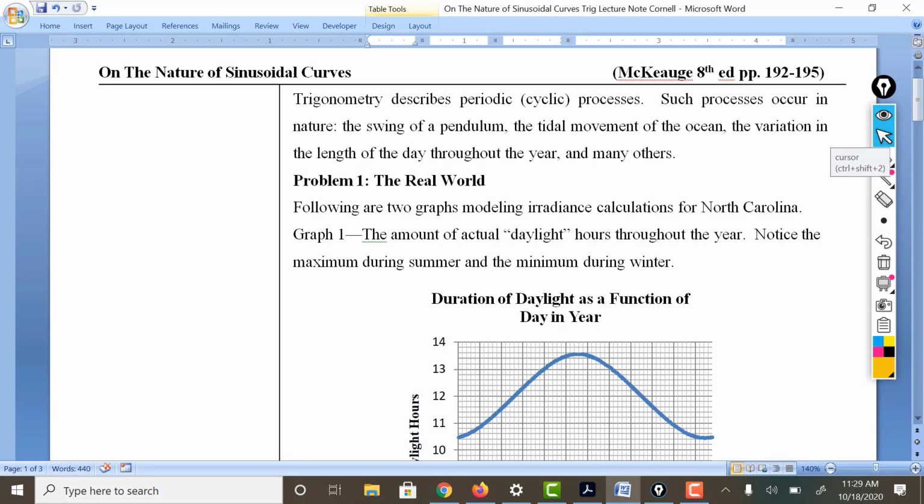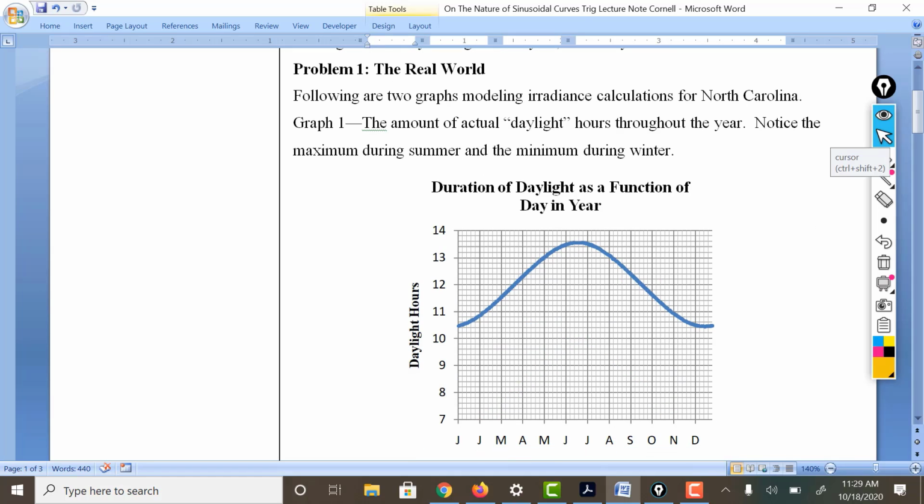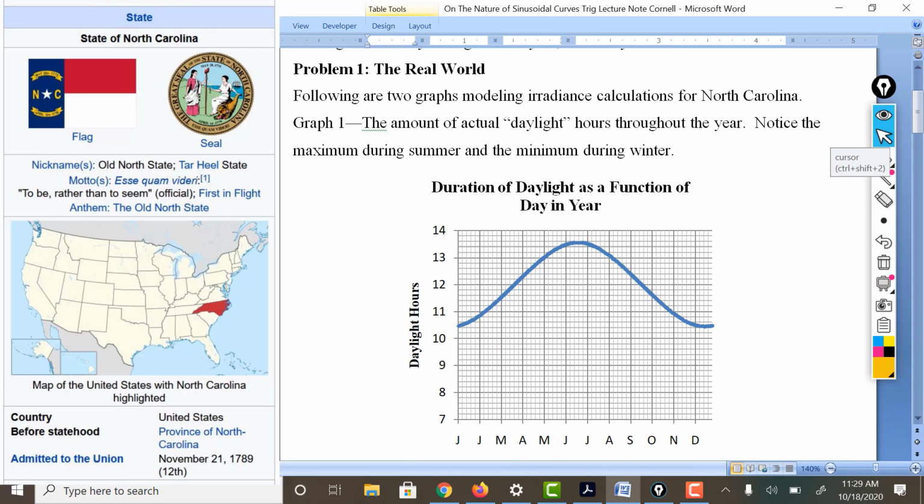We've discussed in this class, and you would recall from previous conversations, that trigonometry is all about cyclic or periodic motion, periodic processes, things that continually repeat over and over again. This is real data, problem one for North Carolina. And these are actual calculations that would be necessary for solar panels, for any application involved with that.